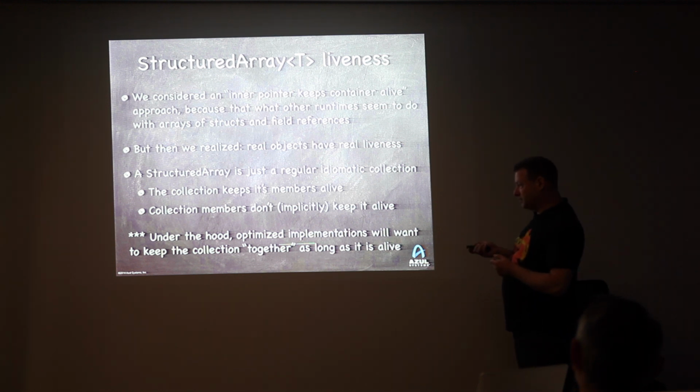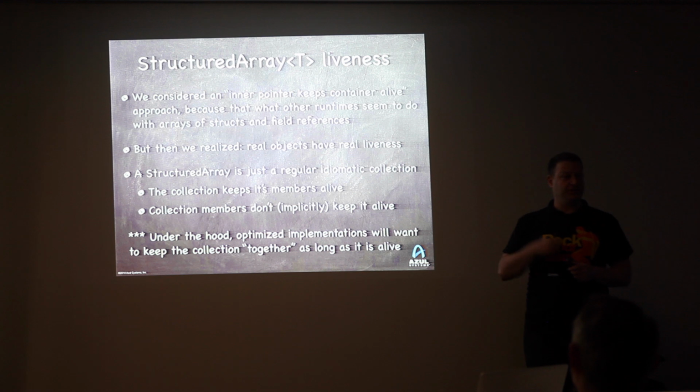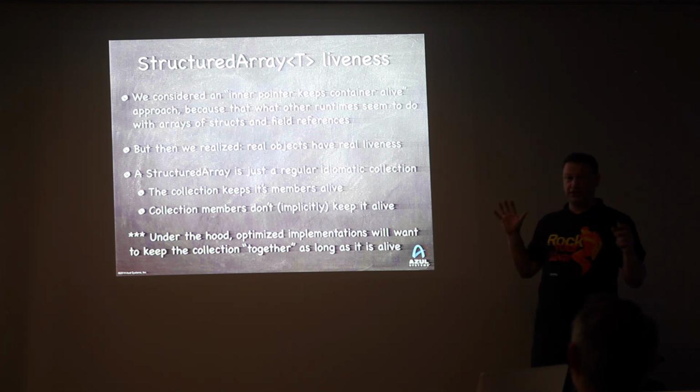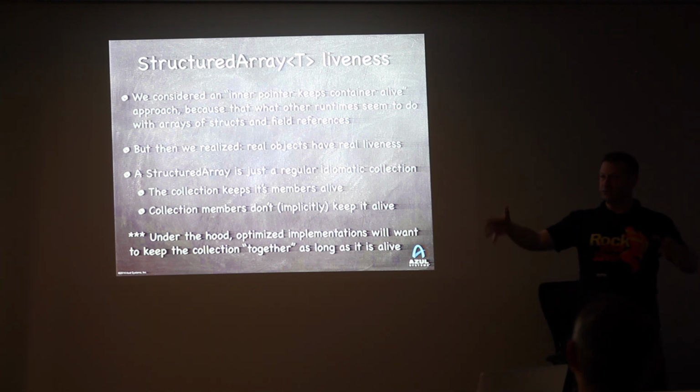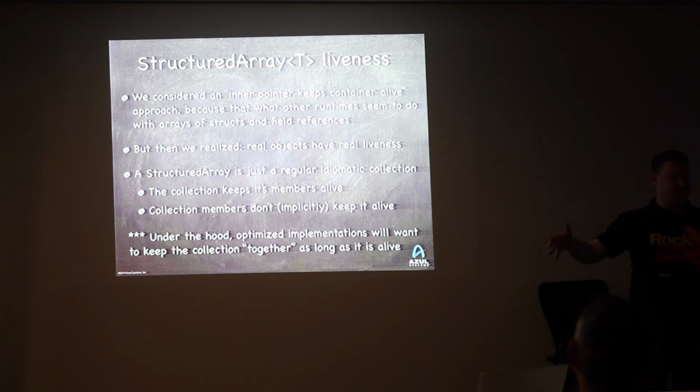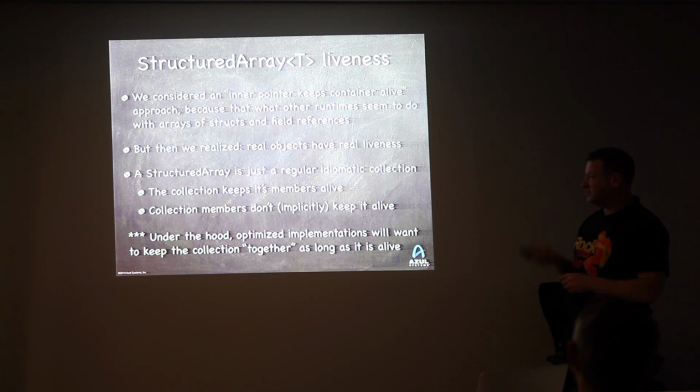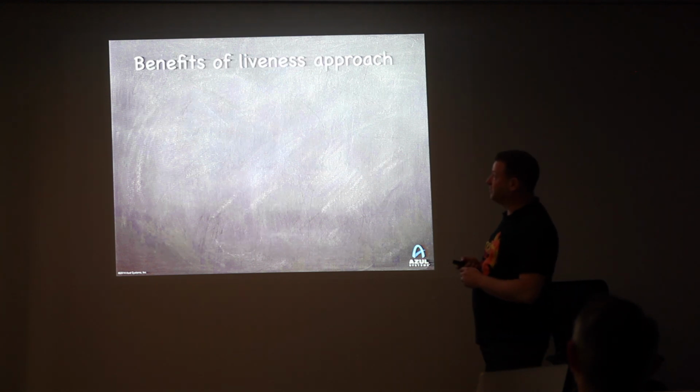Now, under the hood, implementations that want to go fast will want to do things like keep the collection together. So if it's moving around, it'll want to move them together. And the reason it wants to do it is because it needs to dead reckon to element number 17, and it can't do that if they didn't move together. Again, that's an implementation detail. Semantically, we don't have to change anything.